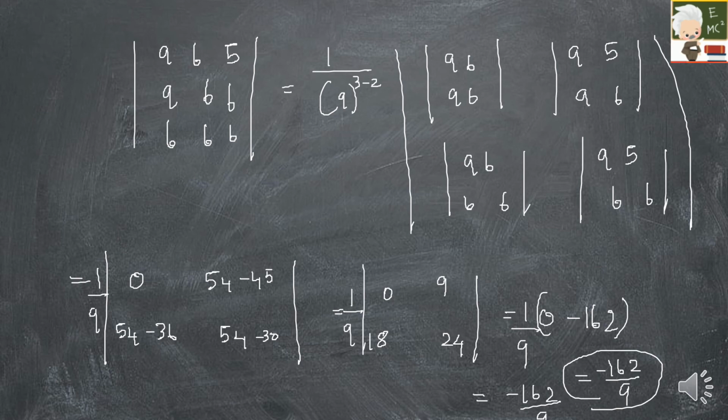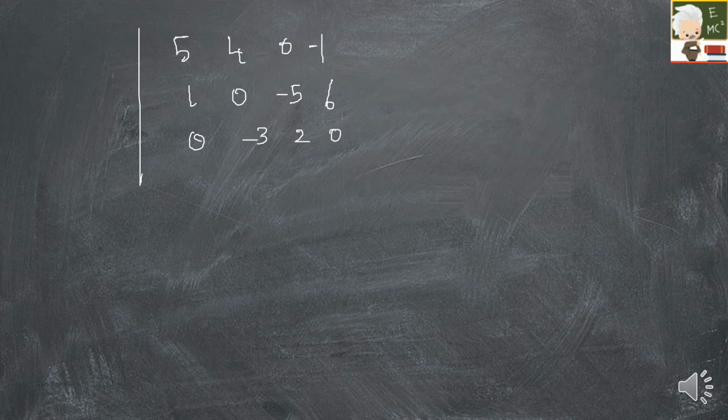So let me give a task. Just try. Try to solve this problem and post your answers in the comment section. The matrix is 5, 4, 0, minus 1, 1, 0, minus 5, 6, 0, minus 3, 2, 0, minus 10, 6, 1, 4. This would be my third task. Just give a try. Try to solve this by the reduction of order method, which will be really helpful for you.